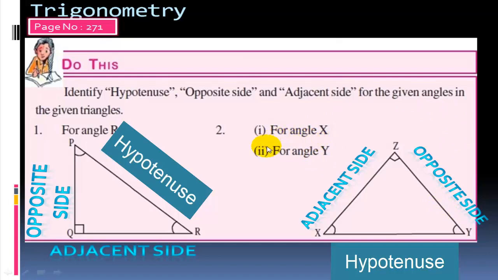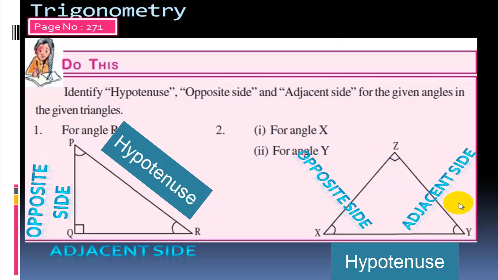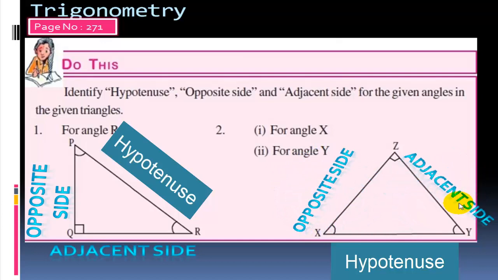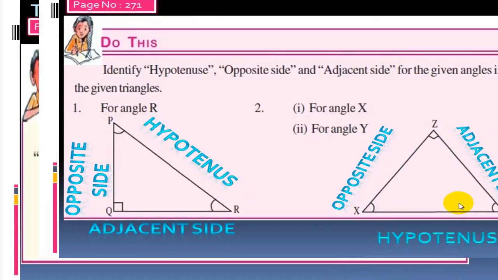Come to the second question. For angle Y, we have to find the opposite and adjacent side. For angle Y, this is the opposite side, and for angle Y, this is the adjacent side. That's it.